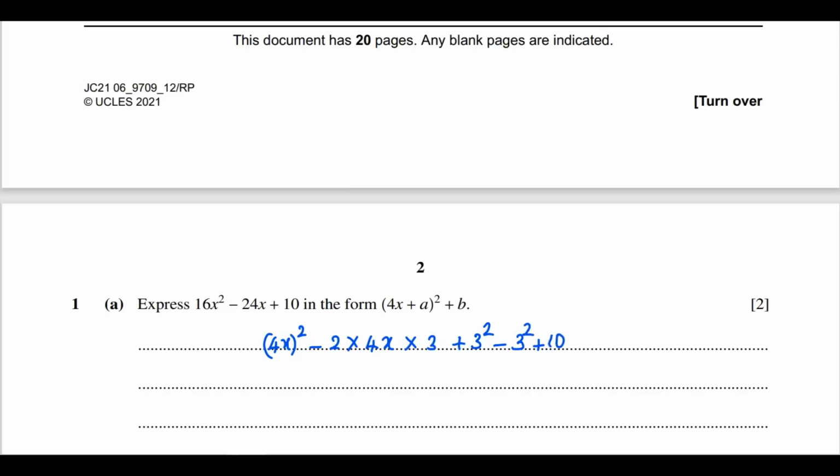plus 10. Okay. This is of the form (4x minus 3) the whole squared. Negative 3 squared is negative 9, plus 10 is plus 1.